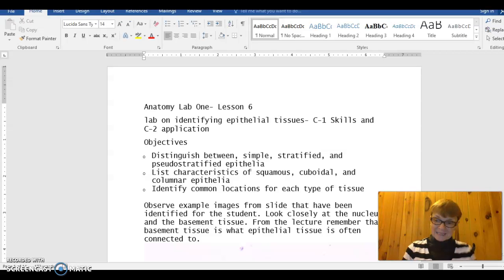Hello, today is lesson 6. It is an anatomy lab. And if you're watching this online, two things have happened. Either we're not back in school or I've assigned this as part of your hybrid week. But this is on epithelial tissues. And if you were in the lab and doing this, I would have several boxes of slides out.